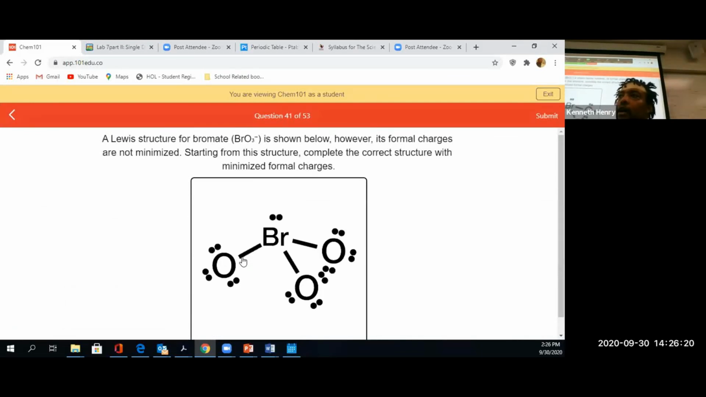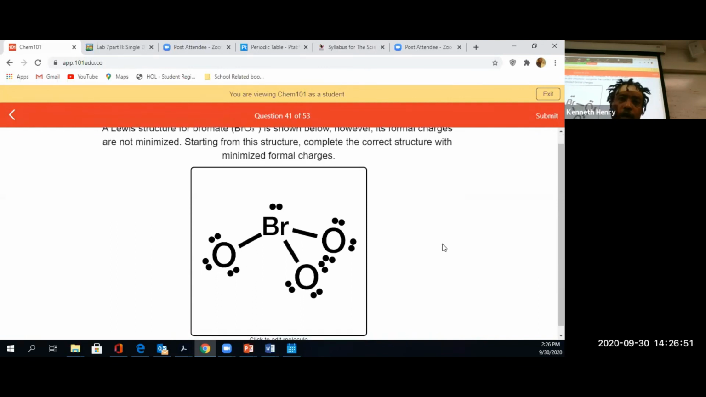41. Okay, it says a Lewis dot structure for bromate, shown below, is given. However, its formal charges are not minimized. Starting with this structure, complete the correct structure with minimized formal charges. So if you look at it, everybody's happy. All the octets are full, right? Everybody has 8 around them. They should be doing celebrations, handstands, and everything, right?